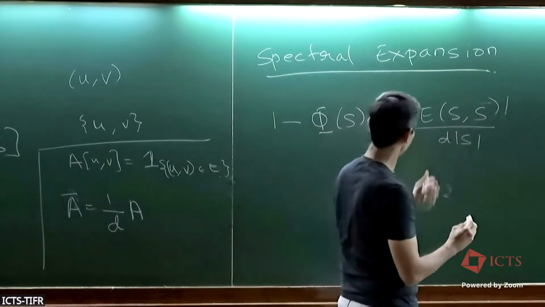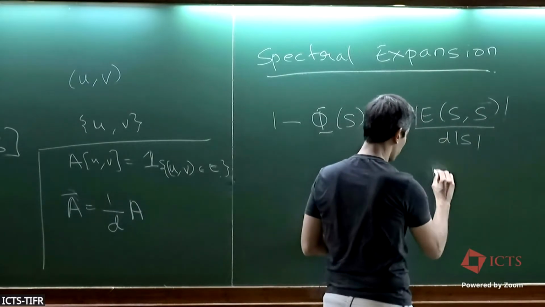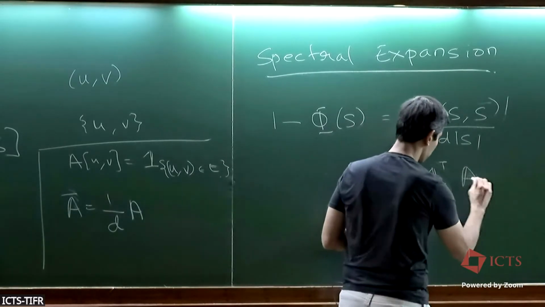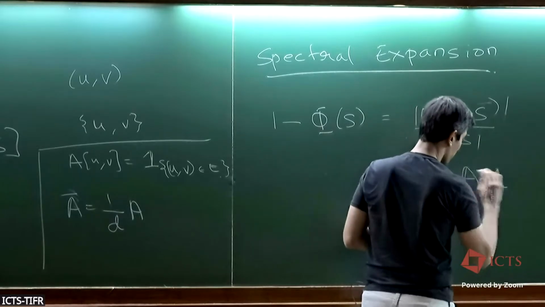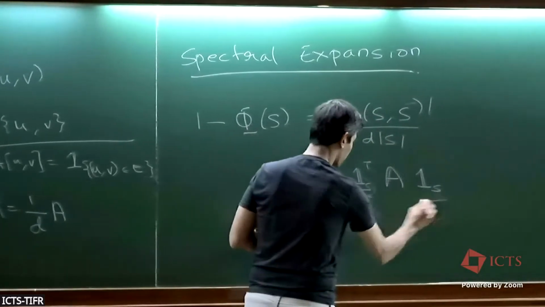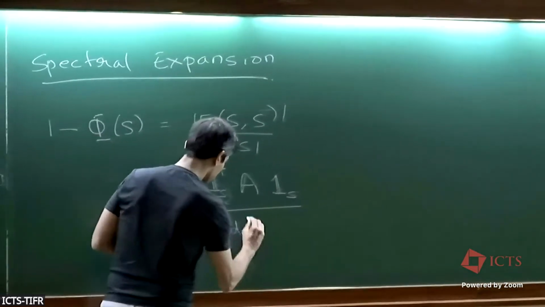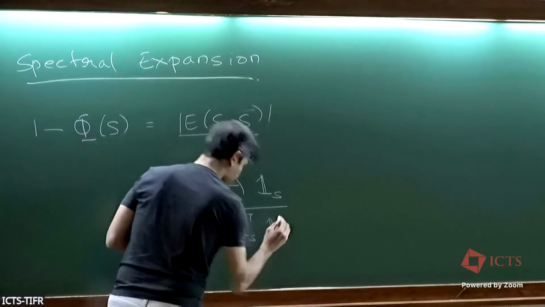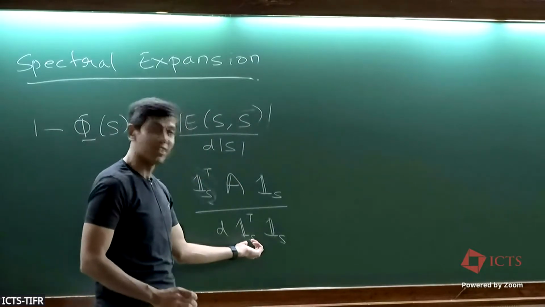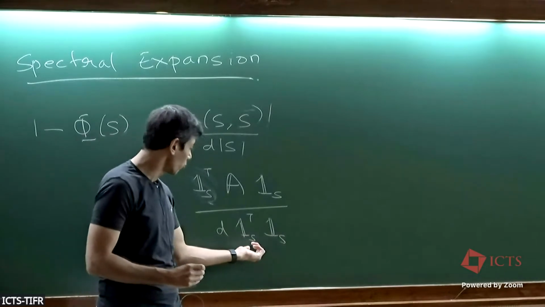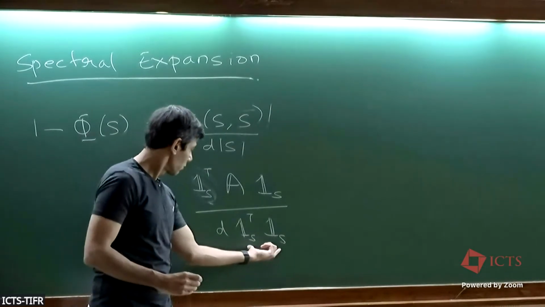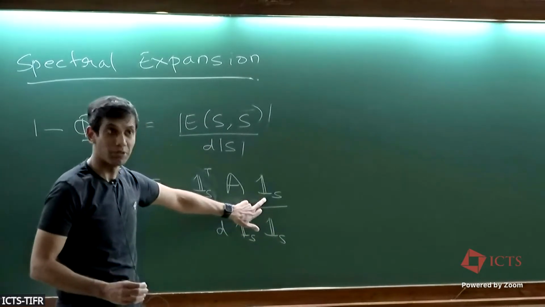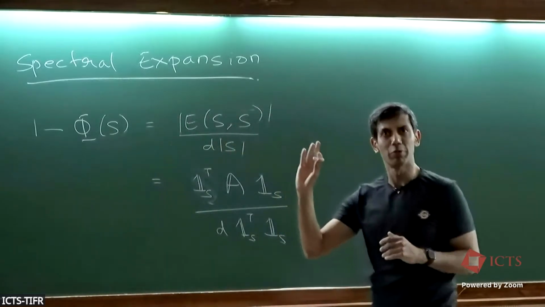Okay, the number of edges between S and itself, I can think of as a vector which is 1 on all elements of S, transpose, times A, times a vector which is 1, divided by d. This vector is just 1 in the positions corresponding to vertices in S. The vector transpose times this is just the number of vertices in S, and this counts the number of edges going from S to S. Everyone okay with that?